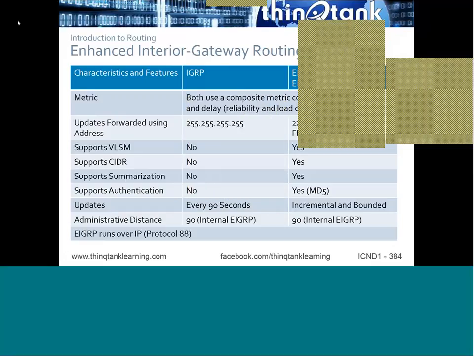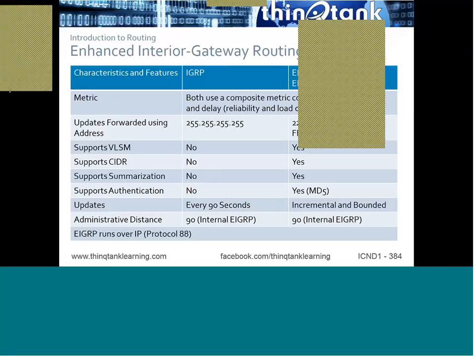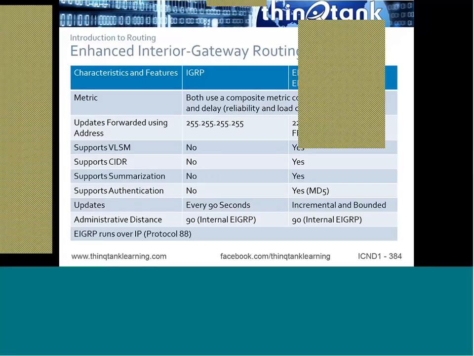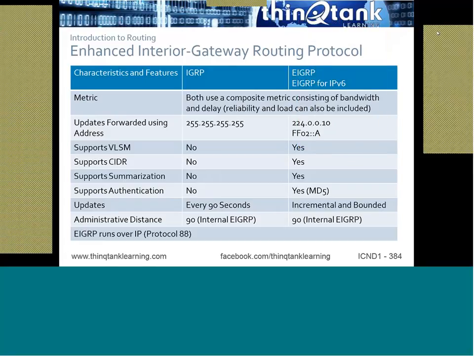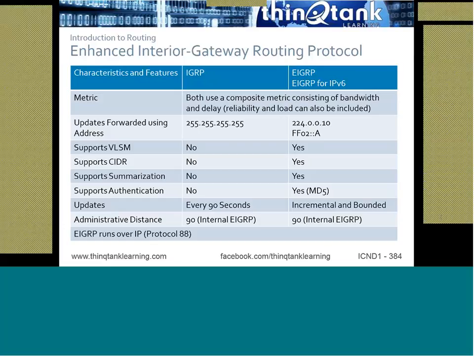Every 90 seconds we send out updates in IGRP, so it did periodic updates, but with EIGRP we're using incremental updates. All right, incremental updates with EIGRP. Bounded updates means that we're also only sending out updates to the individuals.